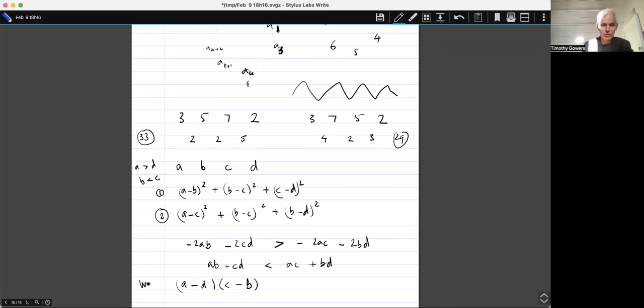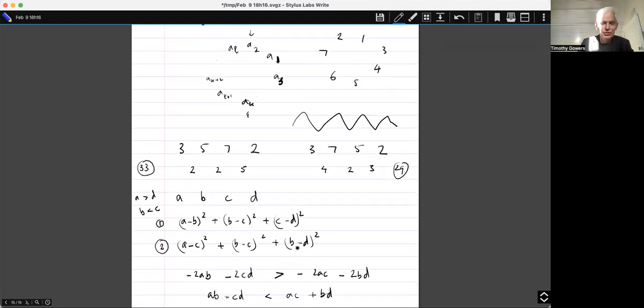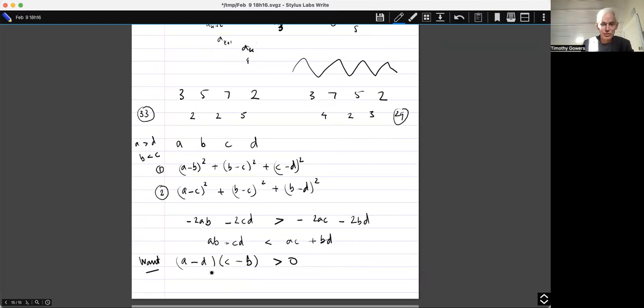So in order for the comparison to go the right way, we want that to be greater than 0. And that looks awfully reminiscent of what we were told: (a minus d)(b minus c) less than 0. So that's exactly the same. If I swap b and c around, I'll get that that's less than 0. So I seem to have solved this problem.